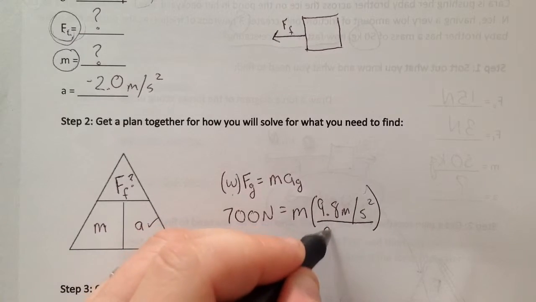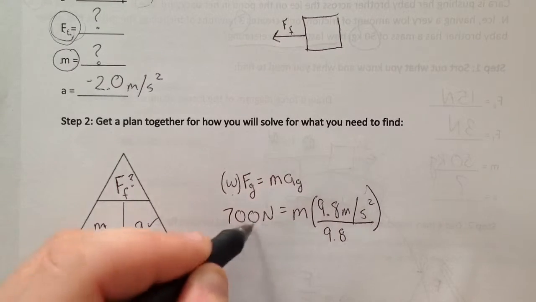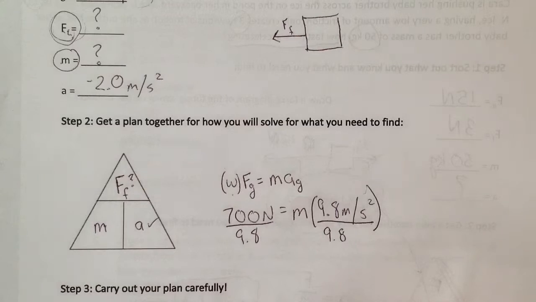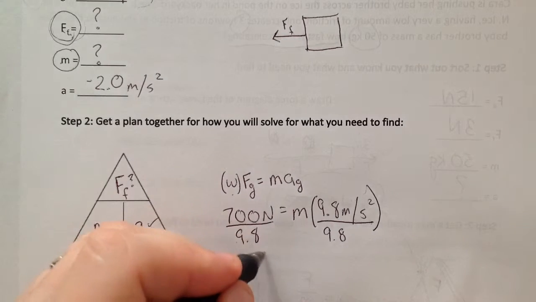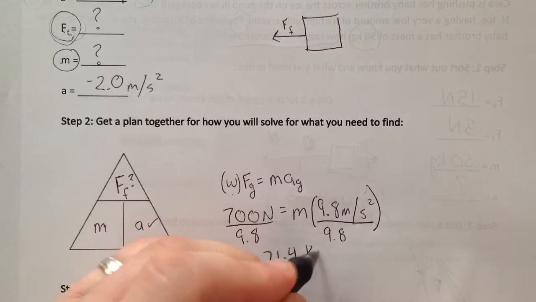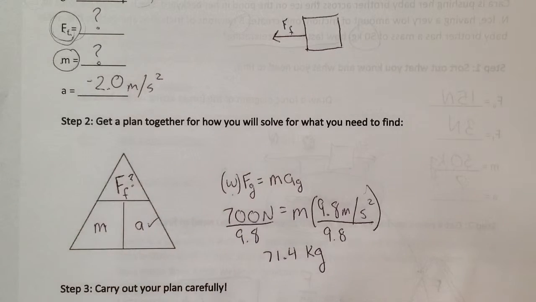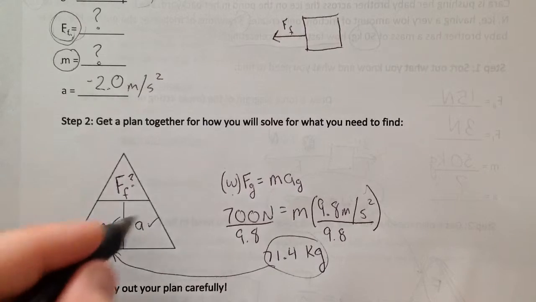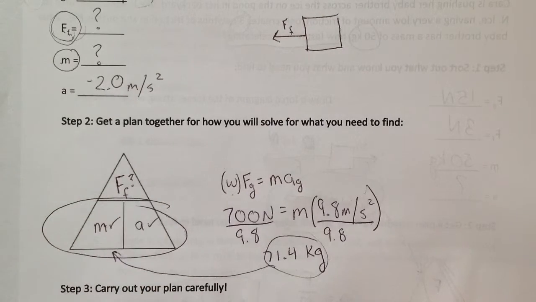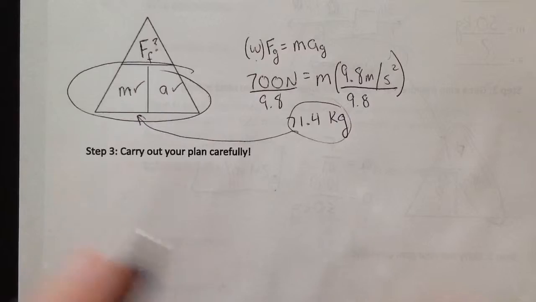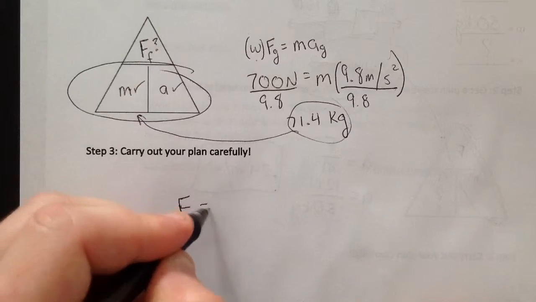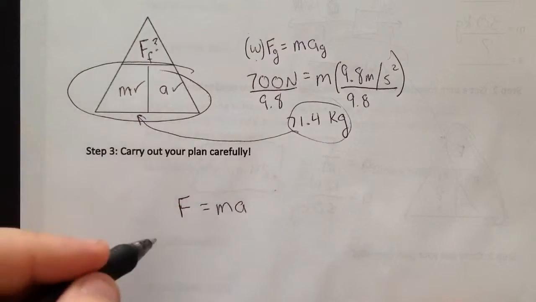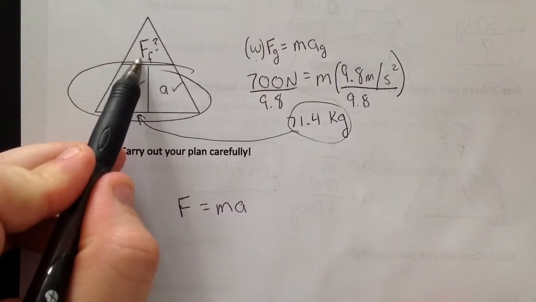If I divide both sides by 9.8, I get 71.4 kilograms. That's not my final answer. All I've done is I've solved for m. Now, boom, we got it. So our final equation is going to be F equals ma. So the force acting on the skier is what we're solving for.